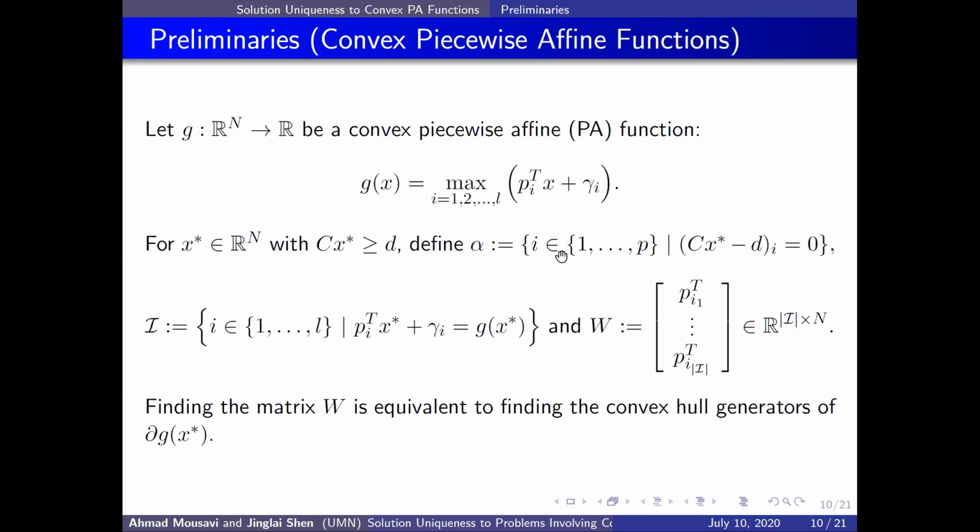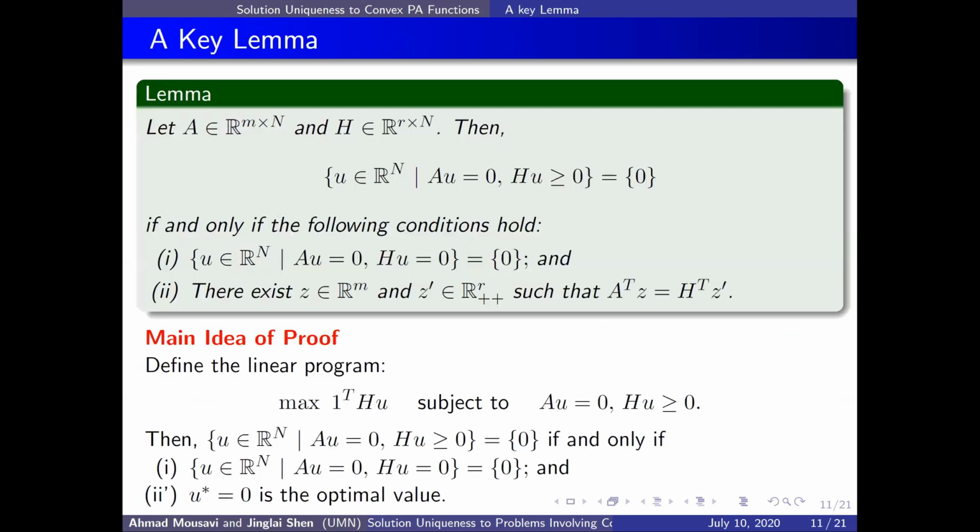And so I need to define this alpha set, which is basically the active constraints, and this script I, which are the active affine functions at that point X star. So I can define this W. You can actually show this W is related to the convex hull generators of the subdifferential of G at X star. So we understood that our results basically reduce to this question.